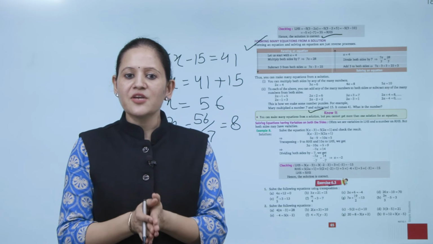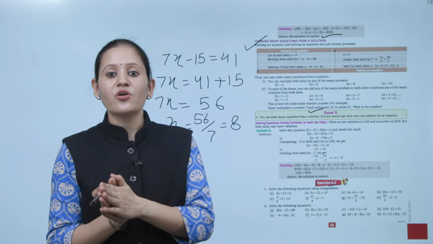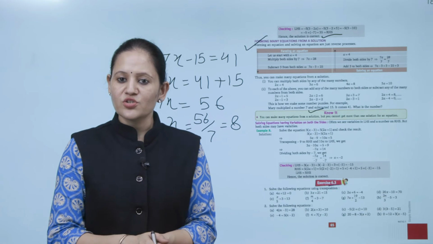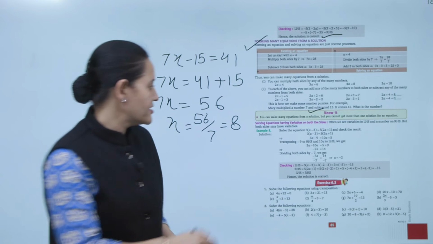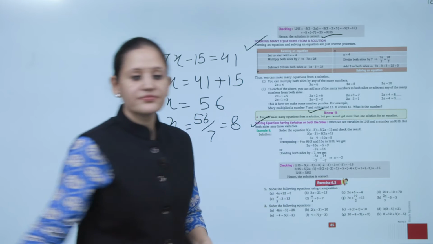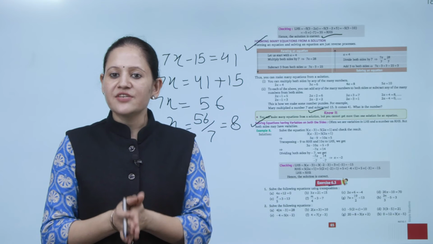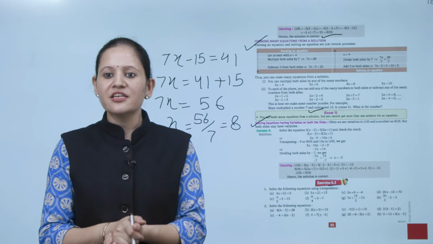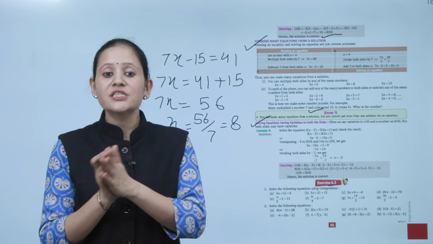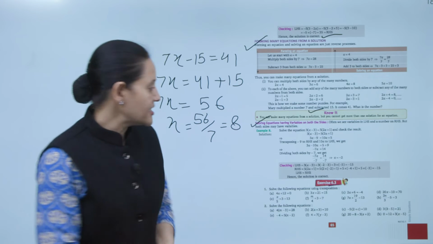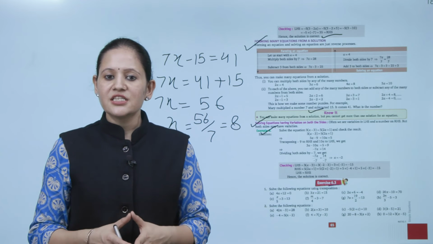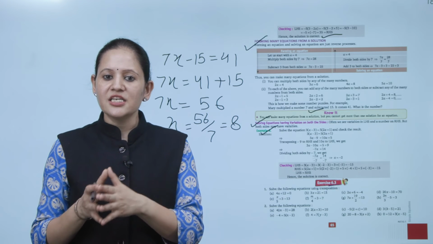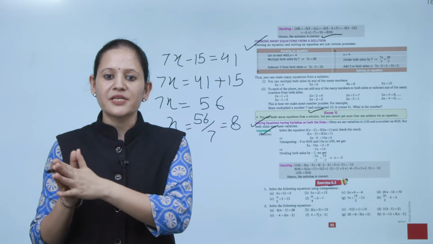You can make many equations from the solution, but you cannot get more than one solution for an equation. Next is solving equations having variable on both sides. Often we see variable on the left hand side and the number on the right hand side, but both sides may have variable. We'll take an example. Solve the equation 3 multiplied by (a minus 3) equals 5 multiplied by (2a plus 1).